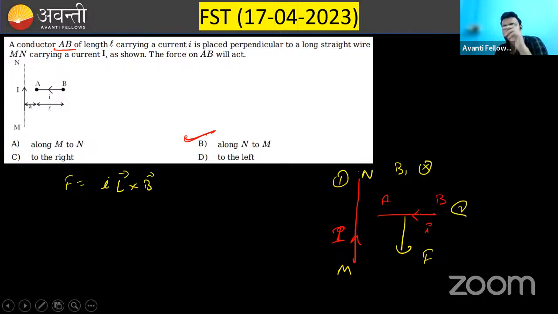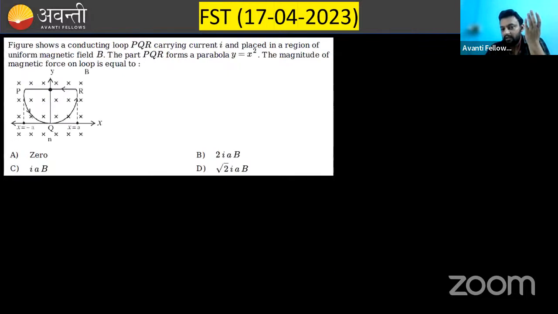This is the easiest question, right hand thumb rule. If you know the right hand thumb rule, then there is no problem. But if you don't know, you can ask me or you can ask whoever is near to you.